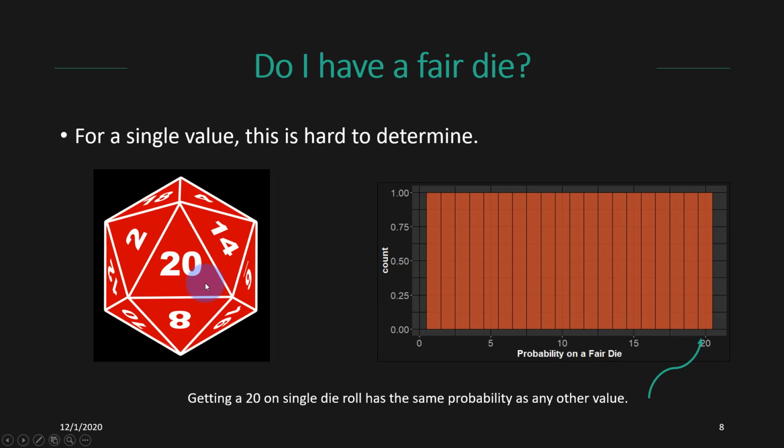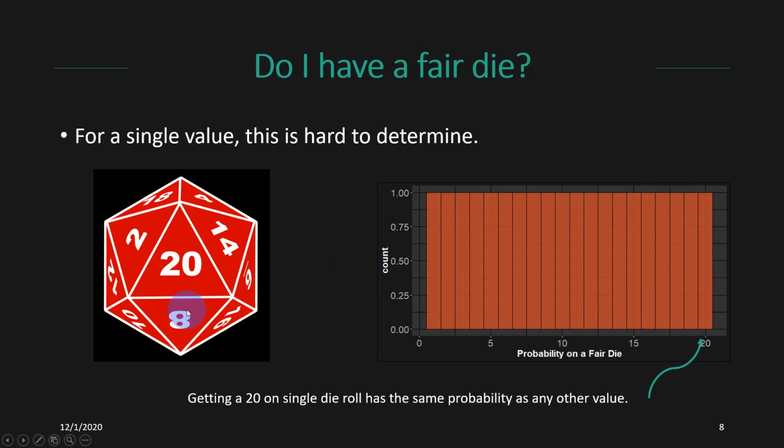So rolling a 20 is basically the best roll that you can have, right? So if you see me roll a 20, you wonder if I have a fair die or not. And if you only get to see me roll one die, that's kind of hard to determine, because assuming that the die is fair, the probability of getting any value is 1 in 20.